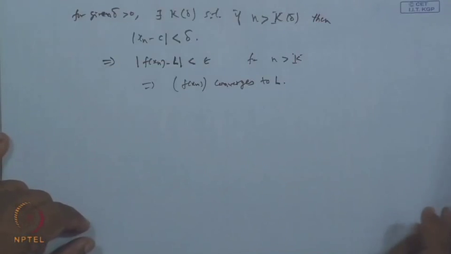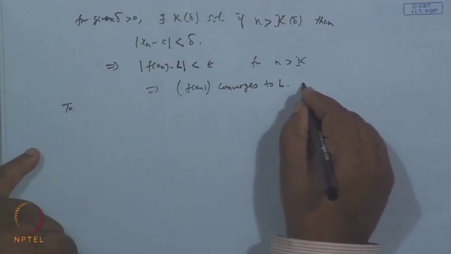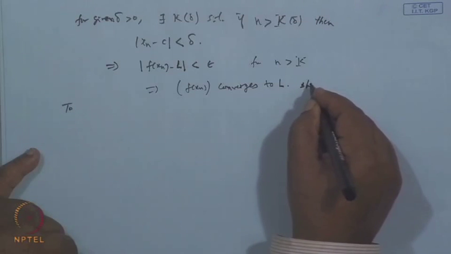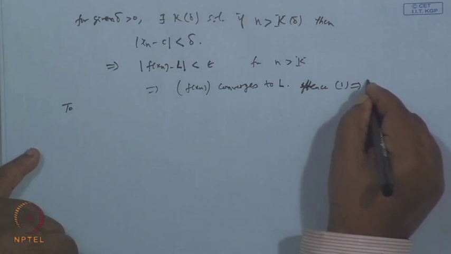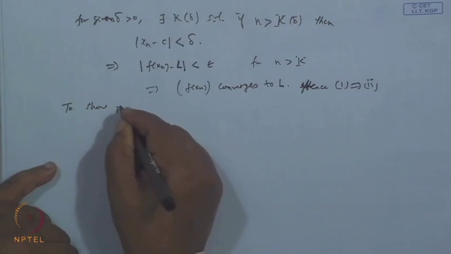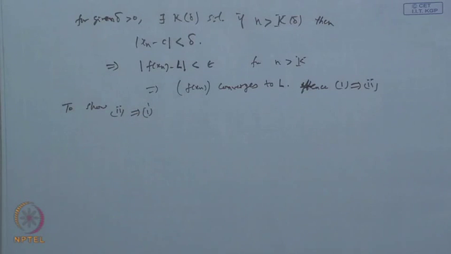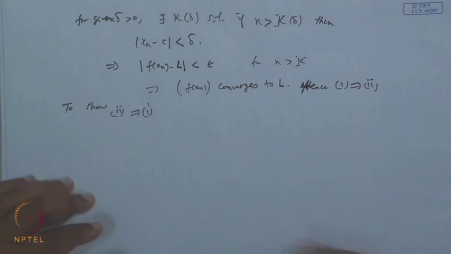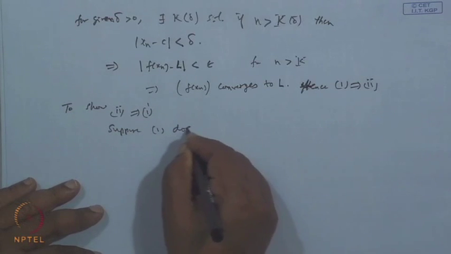Second, the converse part: to show 2 implies 1, hence 1 implies 2, to show 2 implies 1. This can be proved by contradiction. Suppose 2 holds, but 1 is not true. Suppose 1 does not hold.